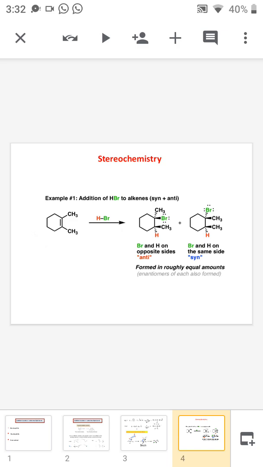Then bromine and hydrogen exist in different planes. Whereas if the hydrogen and bromine are added in the same direction, that is a syn addition, then in the resulting product we can see that the hydrogen and bromine exist in the same plane. And this plane is away from the plane in which the methyl groups exist.